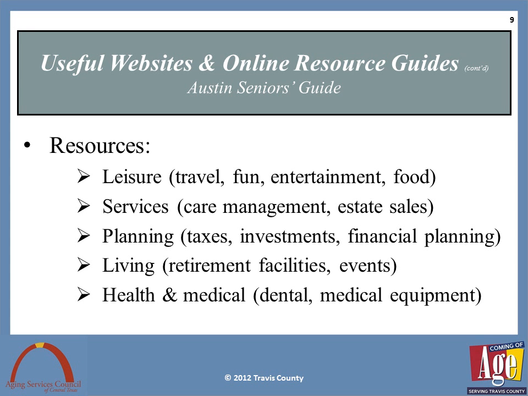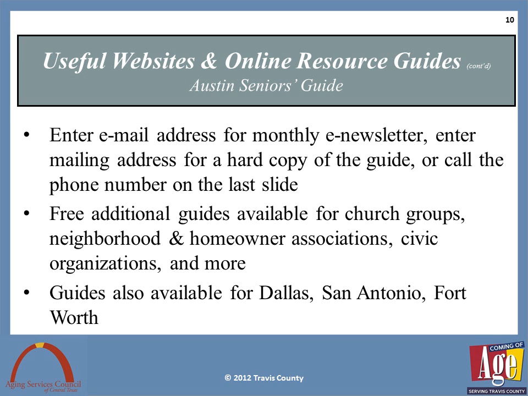So what are some of the resources that the Austin Seniors Guide has information about? Well, first, about golf and travel and pets, all types of information about estate sales and care management, financial information about investments and taxes, then information about events that might be of interest to older adults, such as bike-a-thons, and then healthy recipes and athletic clubs, dental services, medical equipment, and so forth. Those are just a few of the examples. Now I want to talk to you about how to get the hard copy or the online copy.